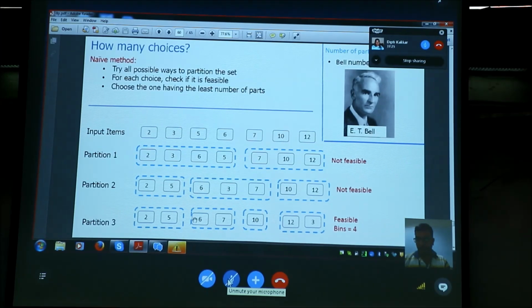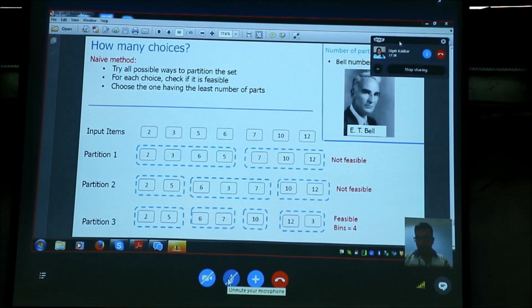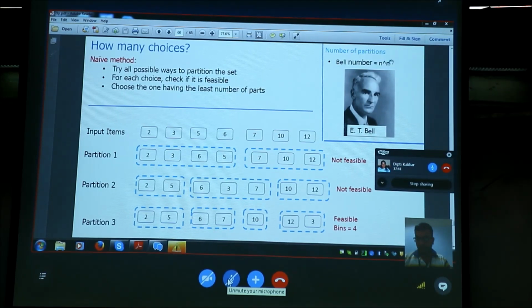It's called the Bell number, the number of ways to partition a set. It doesn't have a closed form, but it's almost like an exponential thing. It will be very badly exponential. It's roughly like n to the m. Not exactly that, but roughly of that order, n to the m.